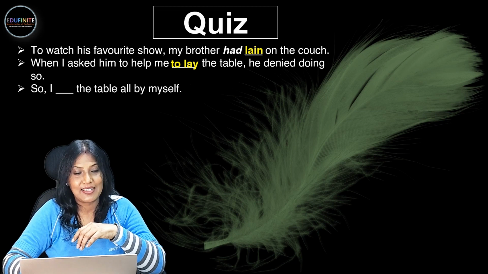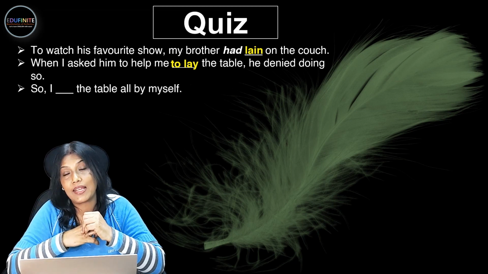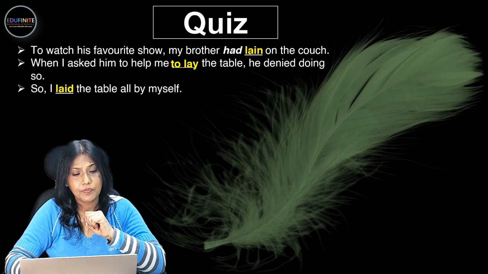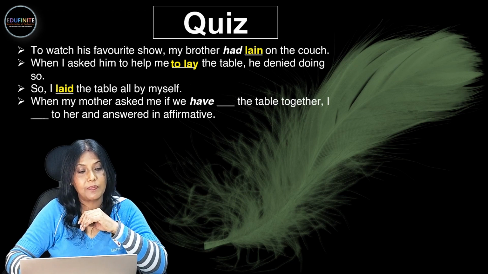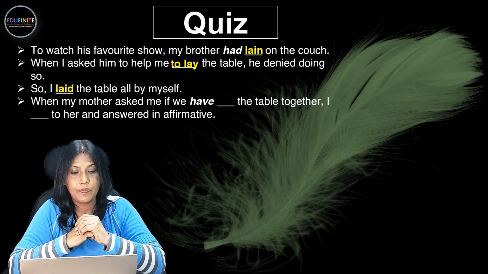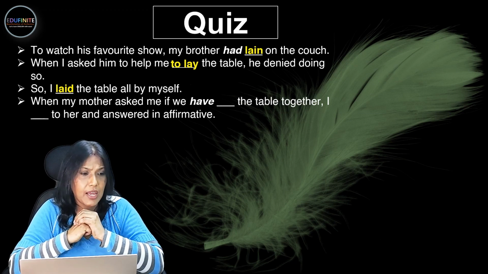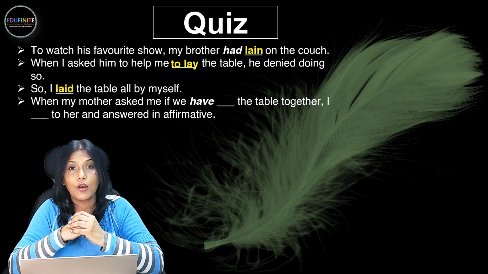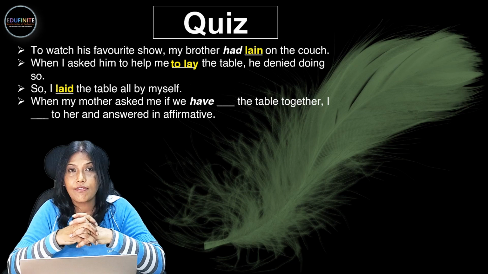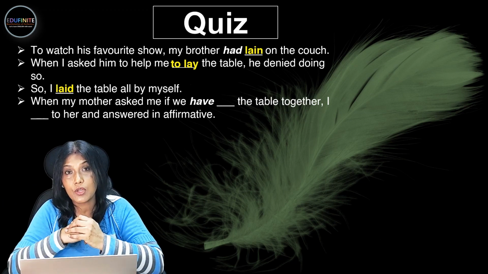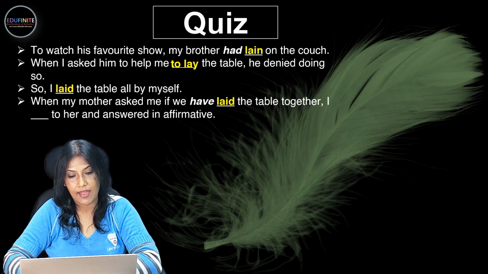Okay. So let's see how the story continues. I dashed the table all by myself. So what did I do? I laid the table all by myself. Okay, now next, what happens? When my mother asked me if we have dashed the table together. So mother came in and she saw that my brother is watching his favorite show, and then she inquires, have we dashed the table together? Have we laid the table together?